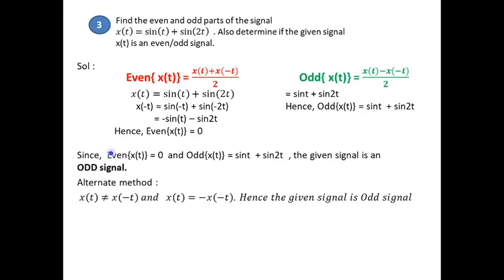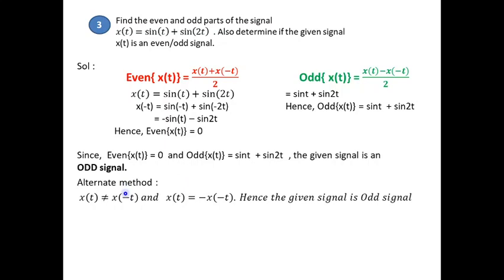Now you can find out whether it's even or odd by using the second property. In the second property I told that if any signal where the even part is 0, then the signal is called an odd signal. So since the even part is 0 and the odd part is given by some value, the given signal is an odd signal.